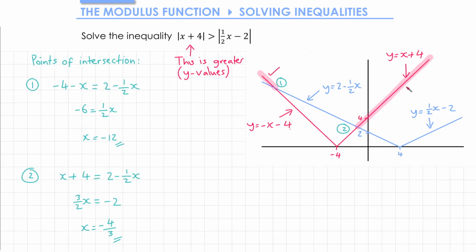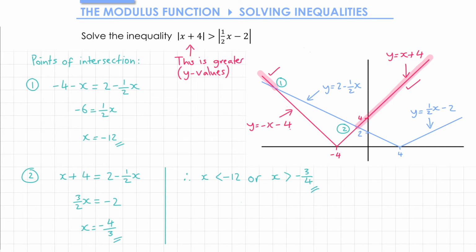So we'll tick the regions we want, and we don't want the section in between because for that section the blue line is on top. So the inequality we want is x is less than minus 12 or x is bigger than minus 3/4. And that will be fine for our final answer.